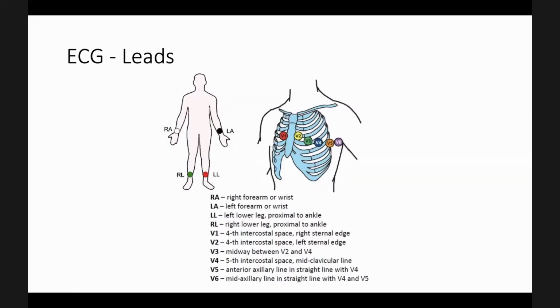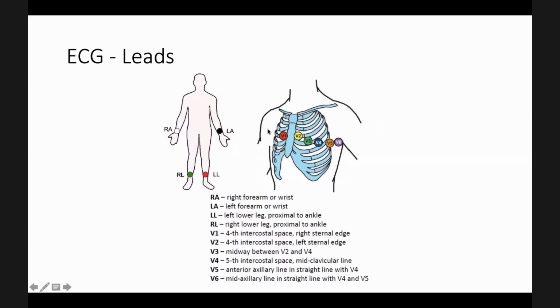This is to show where you keep your ECG leads. There are limb leads as well as chest leads. We put the limb leads on the right forearm or wrist, usually the wrist. The LA is the left wrist, the LL is the left lower leg, and the RL is the right lower leg. Usually we keep the leg leads at the ankle.